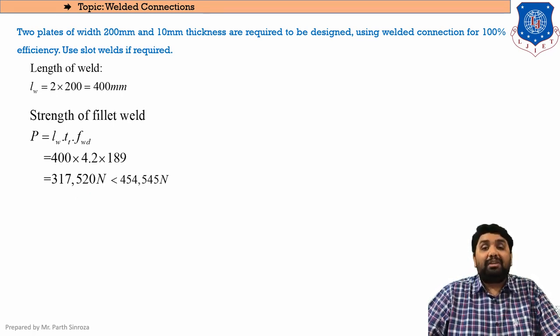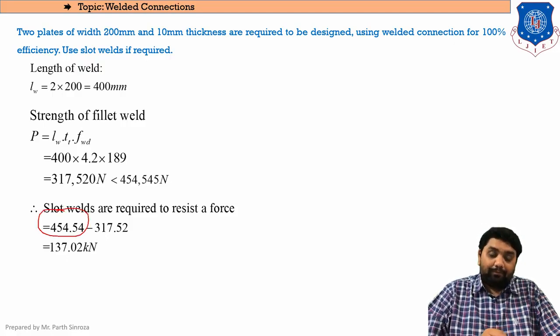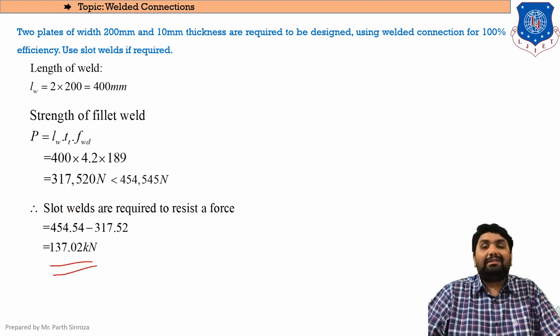If we are getting the strength of our joint or fillet weld which is less than the total strength of plate, then to acquire the remaining strength we need to provide slots. So now we will be requiring to find the remaining amount of strength that is required. So slot welds are required to resist a force. This will be our total load and this is the load resisted by the fillet. So slots have to resist a load of 137.02 kilonewton.